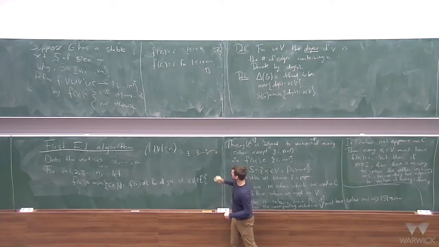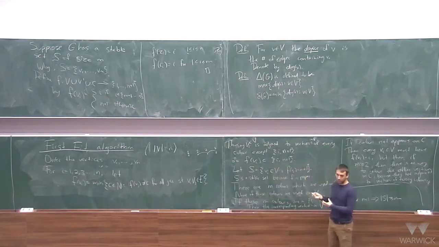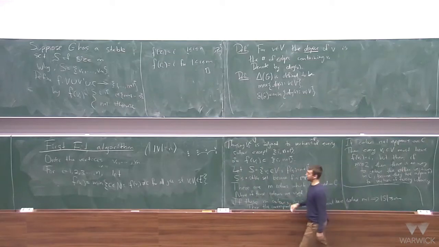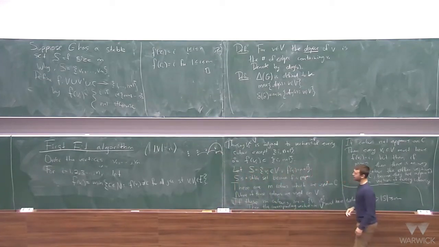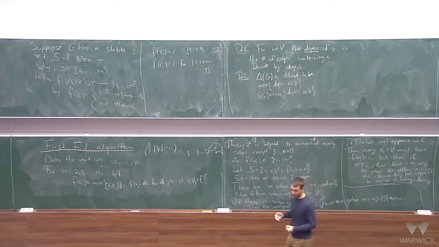Here maybe I have a vertex joined to this guy. I can give him color 1, right? Because he's joined to a 2 but not to a 1, and so on and so forth. So this guy might be joined to both of these. He gets color 3, and so on. This is a really simple algorithm, really easy to implement.